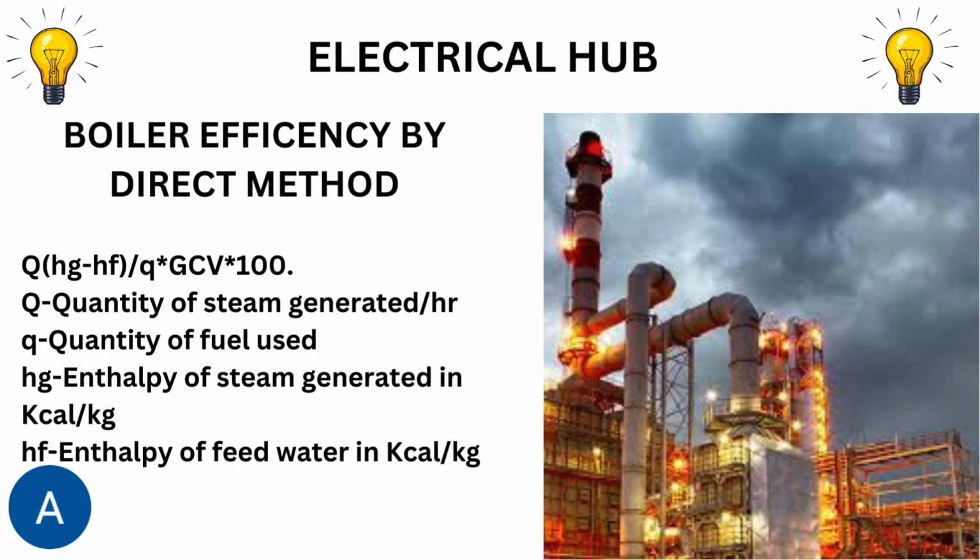First, here the formula is Q into (Hg minus Hf) by q into GCV of the fuel into 100. So Q is the quantity of the steam generated per hour. q is the quantity of the fuel used to generate that steam. Hg is the enthalpy of the steam generated in kilocalorie per kg, and Hf is the enthalpy of the feed water in kilocalorie per kg. So if you apply this formula, then you can easily calculate the boiler efficiency by direct method in day-to-day activities.